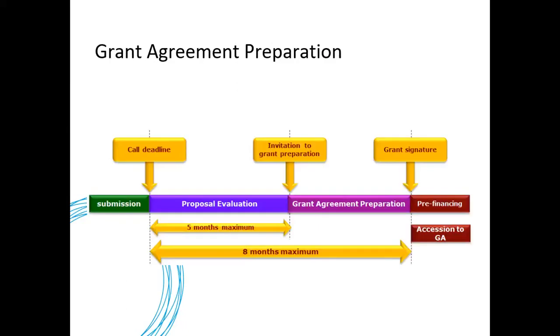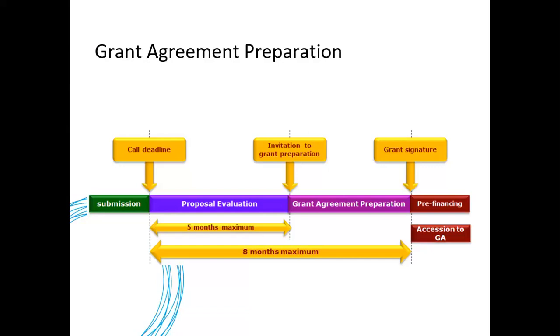So, the grant preparation process. After the call deadline, after you submit your proposal by the stipulated deadline, the Commission has 5 months to carry out the evaluation of your proposal. And this is done by normally engaging independent evaluators. After the 5 months, you will be notified whether your proposal is successful and whether you will be receiving funding. And this will then give you 3 months to sign the grant agreement.